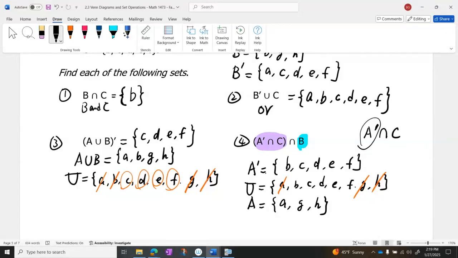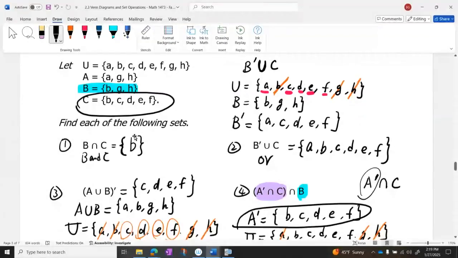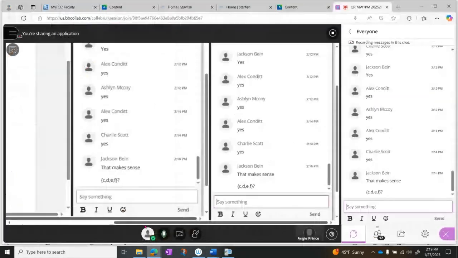Let me bubble my A prime, and also bubble set C. And you tell me, what is A prime intersect C? What is A prime intersect C? The two sets that I bubbled. Actually, do they happen to be the same? Is it coincidence, by the way?